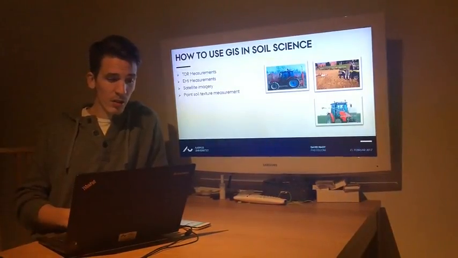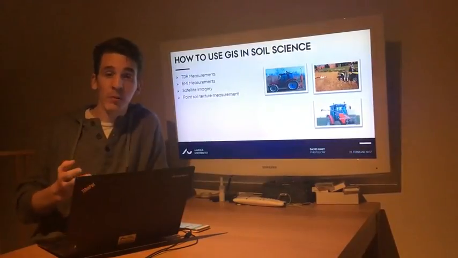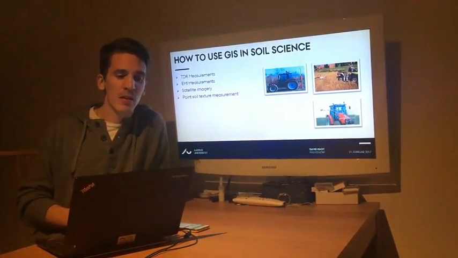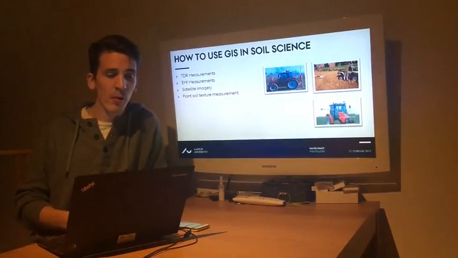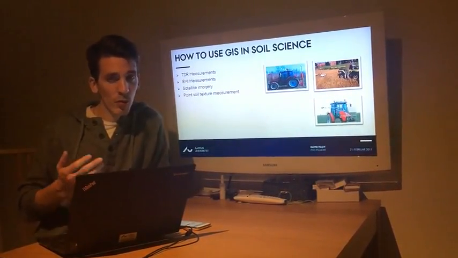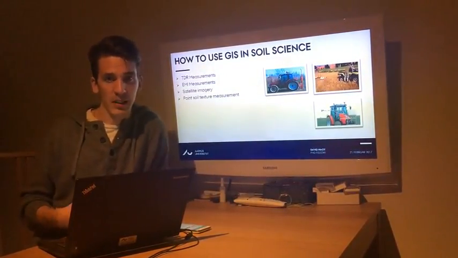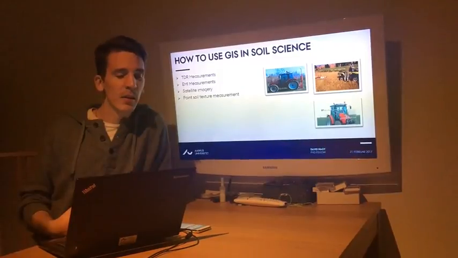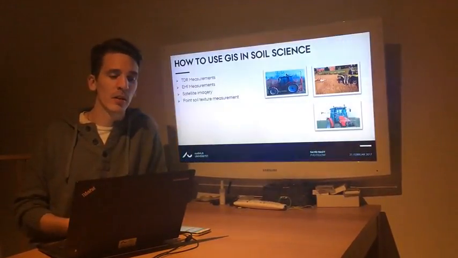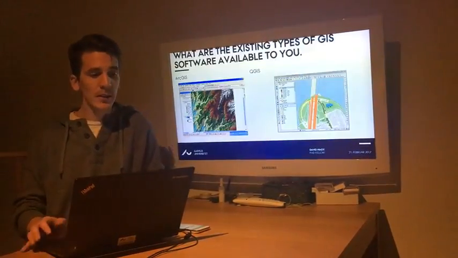It's also not really good to use for cartography purposes. What we're going to use in this class: TDR measurements, the time domain reflectometer measurements, and the electromagnetic measurements from the field which you have done before. We're going to use satellite imagery just to locate the field, and also to introduce the point soil texture measurements which you have done previously in this class.